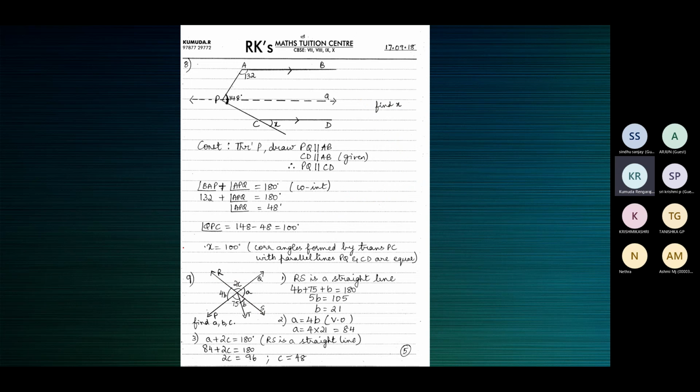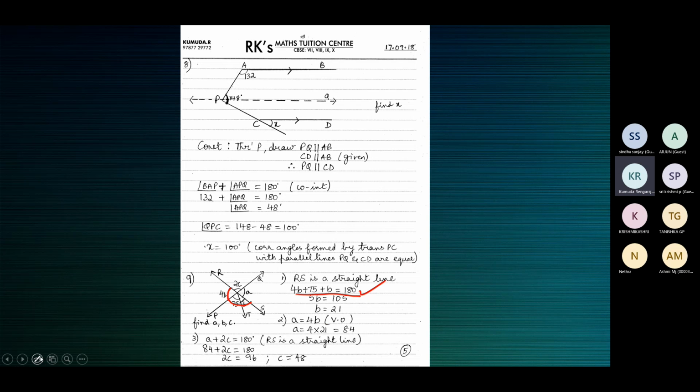Now, the other side of RS. You can do 180 on two sides. When there is one line, the sum of the angles on one side is 180, and on the other side is also 180. So RS is a straight line, and this side is also 180. What are the angles there? 4B, 75, and B. 4B plus 75 plus B is 180. Yeah, this is useful because there is only one unknown.